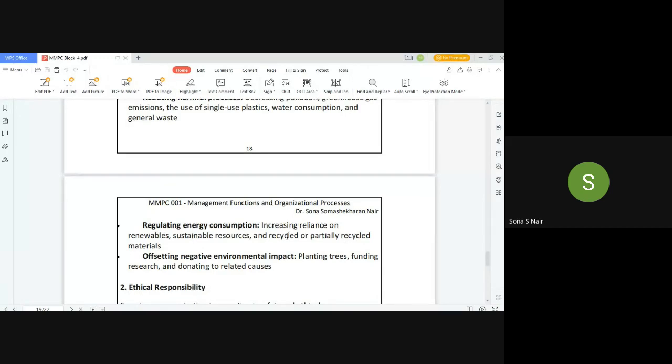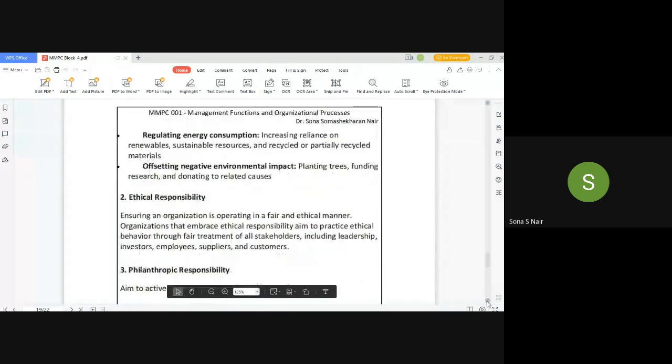They will also regulate energy consumption and maybe rely more on the renewables if they are available. They will use recycled or partially recycled materials and also try to offset the negative environmental impact by doing certain activities which help the environment directly. Planting trees, donating to related causes. Okay?